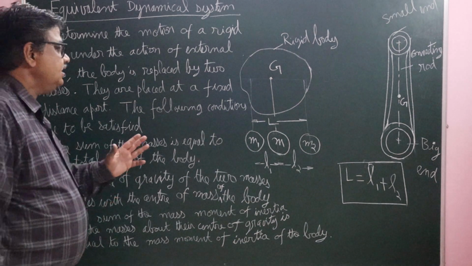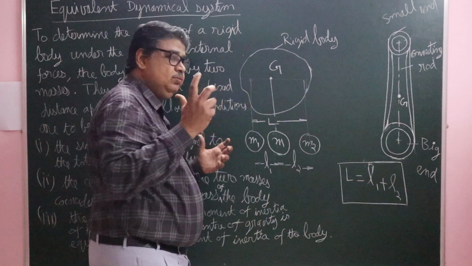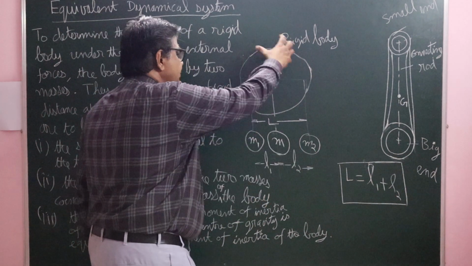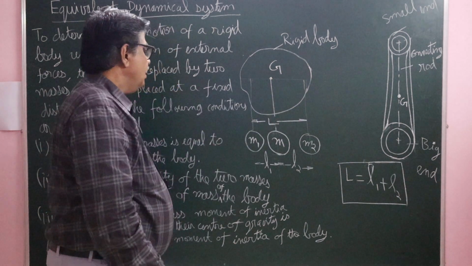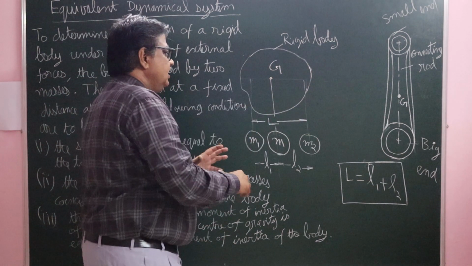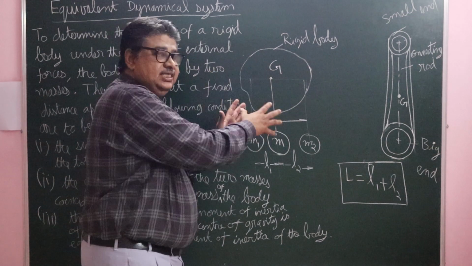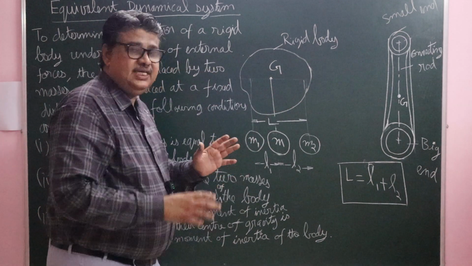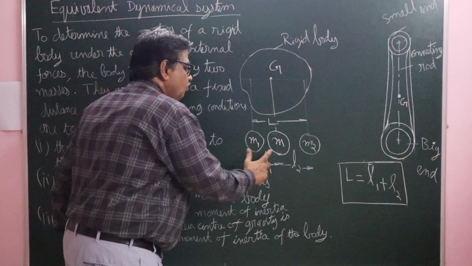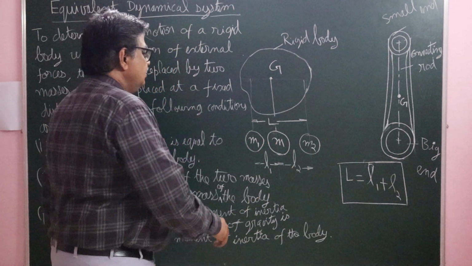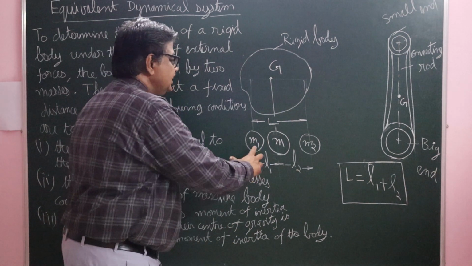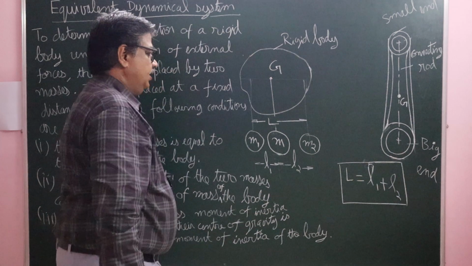That is, here the rigid body is replaced by two masses, m1 and m2. Total mass of the rigid body is m. It is replaced by two masses. Instead of considering the rigid body, which is under the action of several forces, we consider only two masses, m1 and m2. So here the sum of the masses is equal to the total mass of the rigid body.